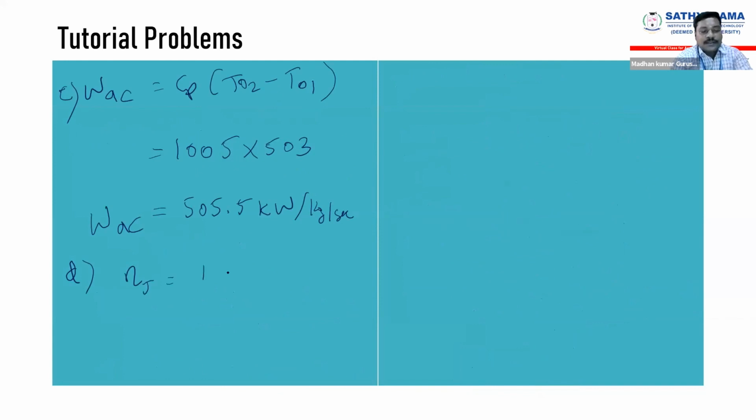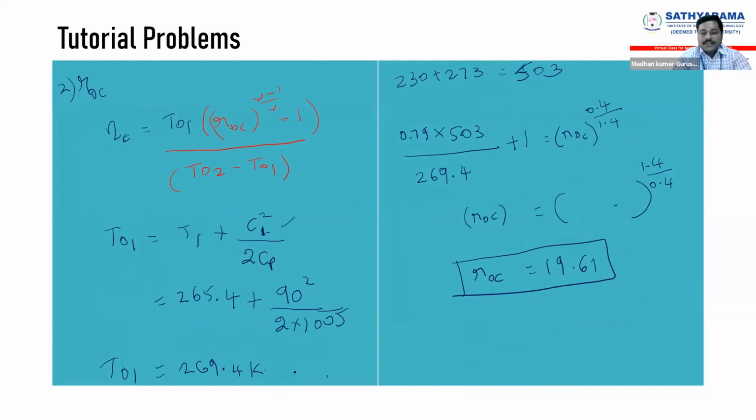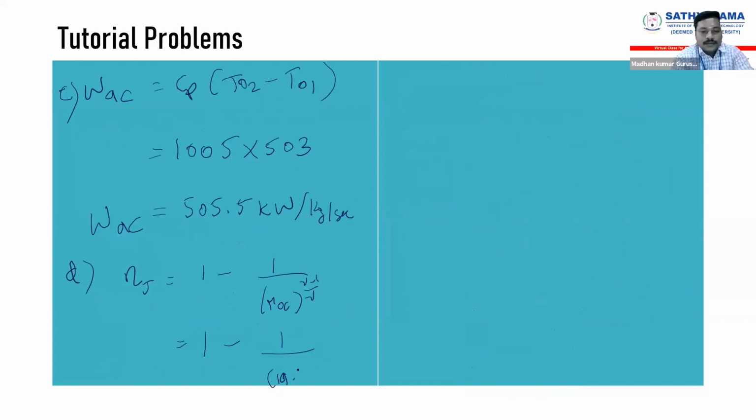Eta J is equal to 1 minus 1 divided by r_o,c, whole to the power of (gamma minus 1) divided by gamma. So 1 minus 1 by your r_o,c, which is 19.61, right? So it is 19.61 whole to the power of 0.4 by 1.4. Now what is your eta J?